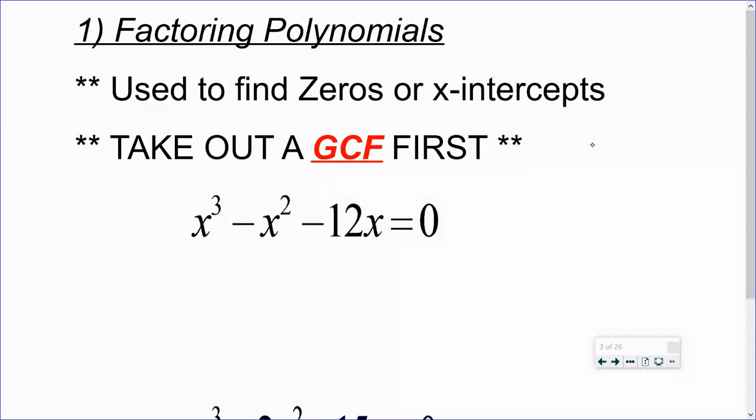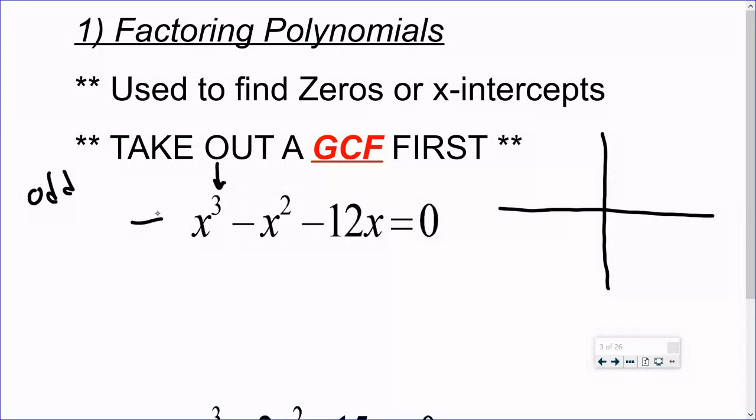So first thing I do is I look to see, okay, it's odd because the degree is 3. The leading coefficient is 1, so it's positive. So I go to my graph, I'm going to put a little X down here because I know it starts at the bottom left and it ends in the top right. So those are the 2 targets I have.